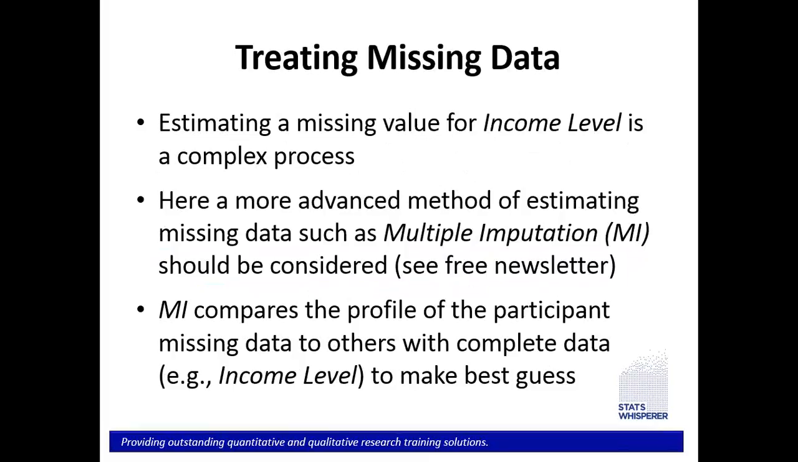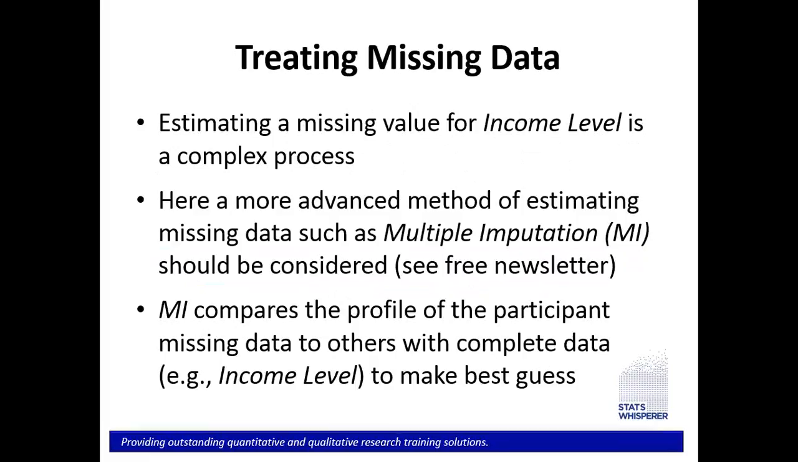So estimating a missing value for income, obviously, is a complex process. Here, a more advanced method of estimation, such as we mentioned, multiple imputation, called MI, might be considered. Now, if you want to do that, we have a free newsletter on the Stats Whisperer site that'll walk you through how to implement multiple imputation. Because it's very inconvenient when you have a missing income value and then you can't figure out a way to estimate it. So you can see that newsletter.